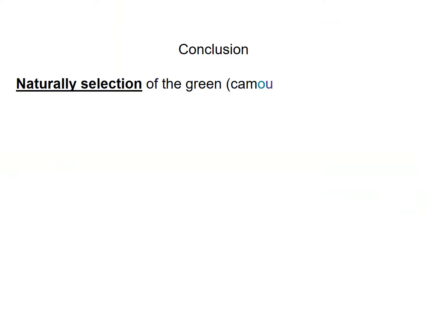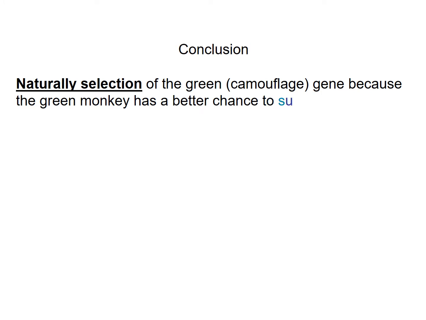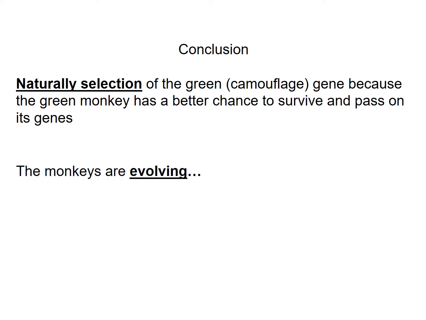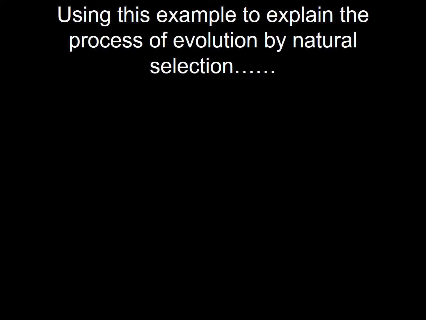So, I mentioned the word natural selection, and this is a key word here. The green fur, or the green gene, or the gene for green, is being naturally selected for. It gives these monkeys a better chance of surviving and passing on that gene. So over time, the monkeys have evolved. They have changed. Now you can use this explanation for any question on natural selection and evolution.